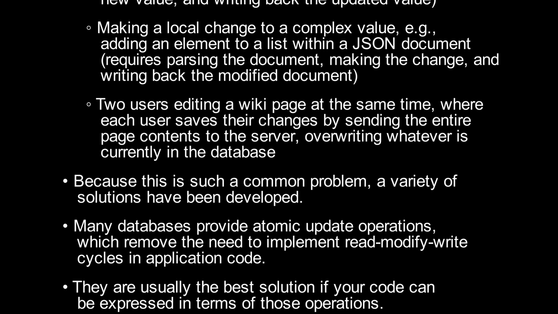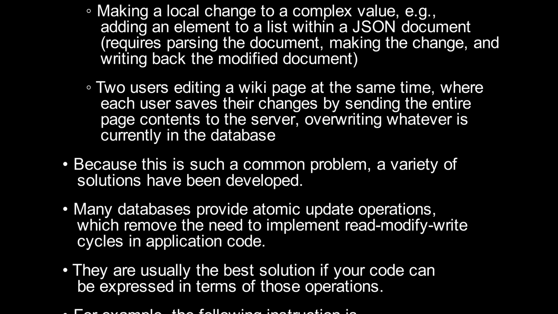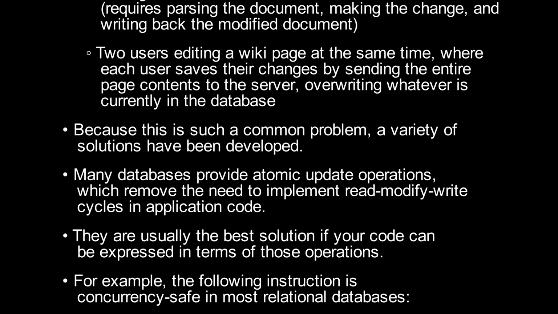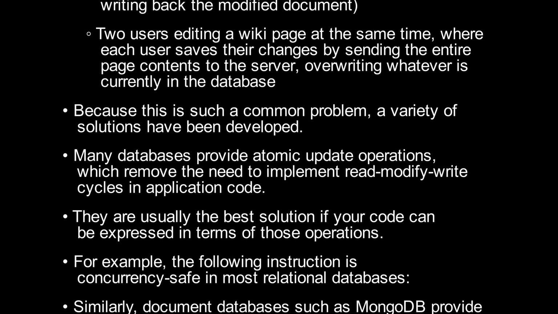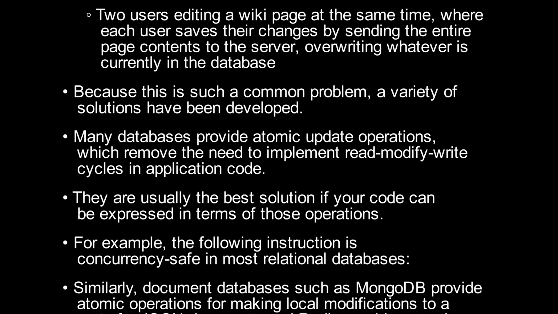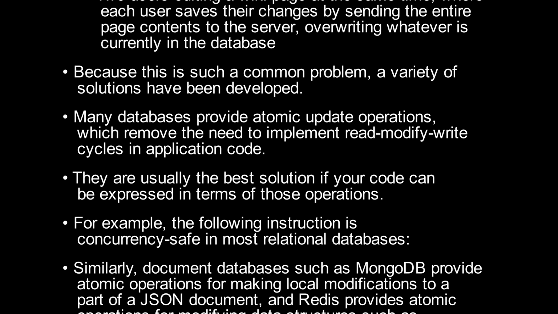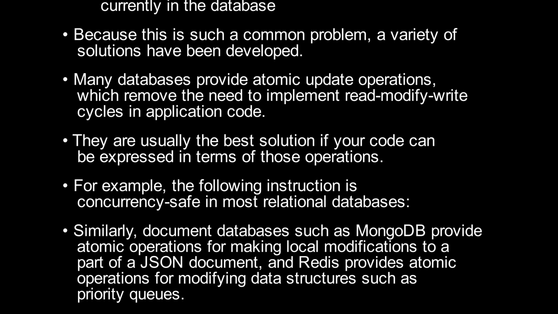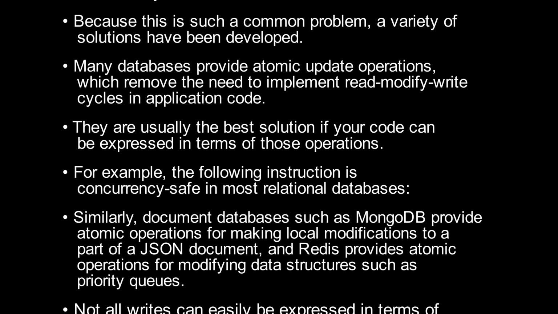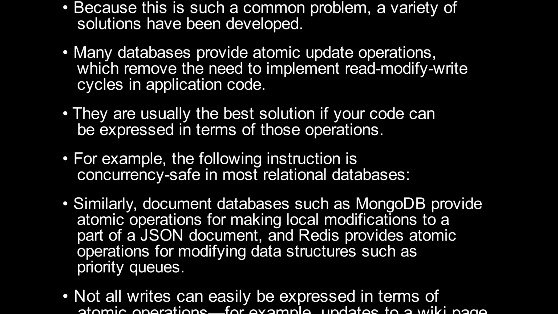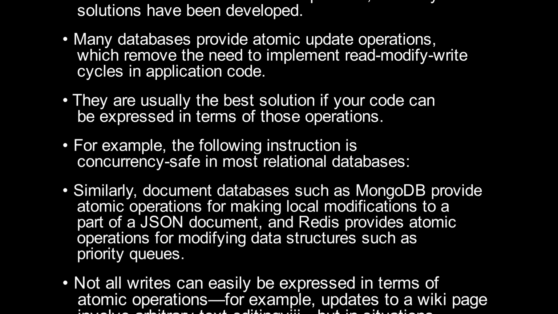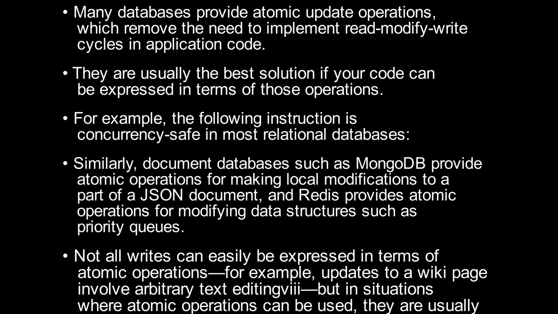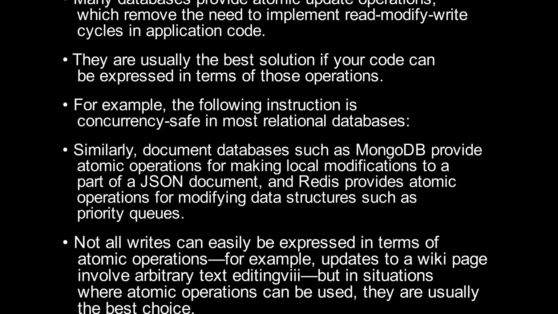Many databases provide atomic update operations, which remove the need to implement read-modify-write cycles in application code. They are usually the best solution if your code can be expressed in terms of those operations. For example, the following instruction is concurrency safe in most relational databases. Similarly, document databases such as MongoDB provide atomic operations for making local modifications to a part of a JSON document, and Redis provides atomic operations for modifying data structures such as priority queues.